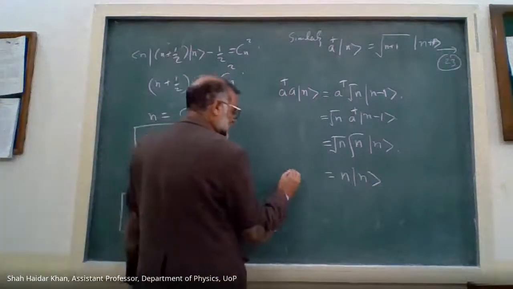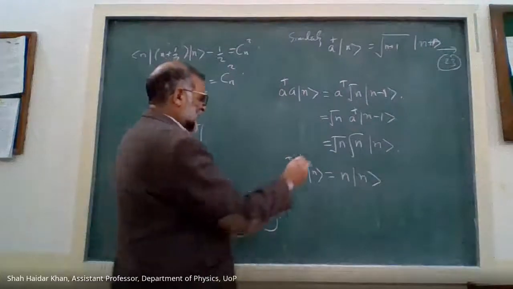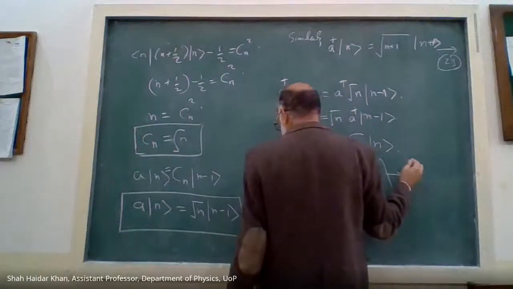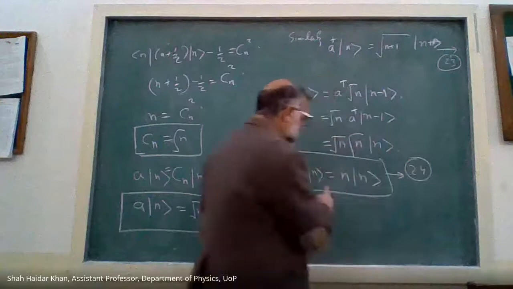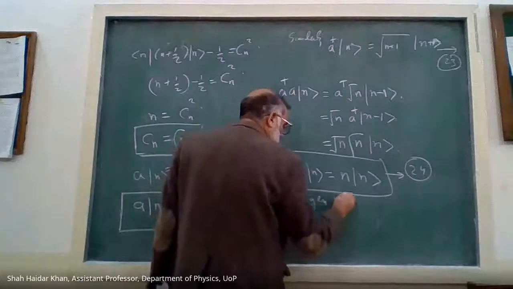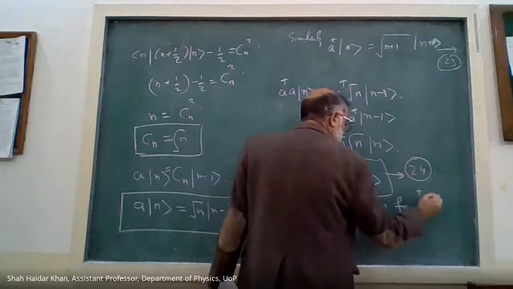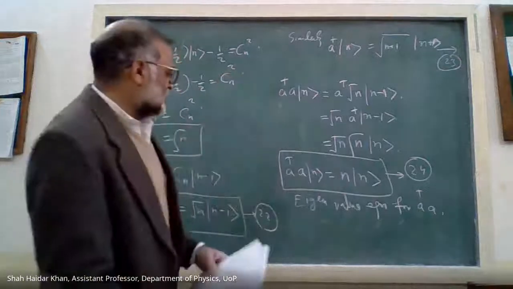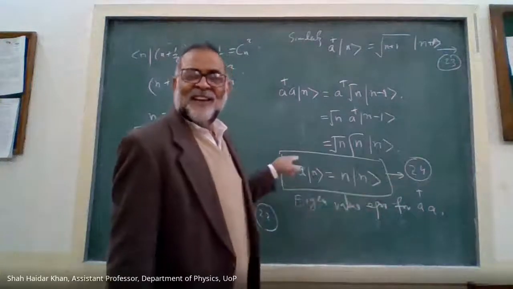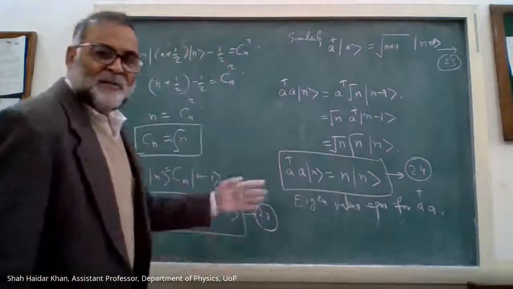So look, this is the eigenvalue equation for a Dagger and a. And what is the eigenvalue of a Dagger a? That is n, the number. The eigenvalue of a Dagger a is the number.